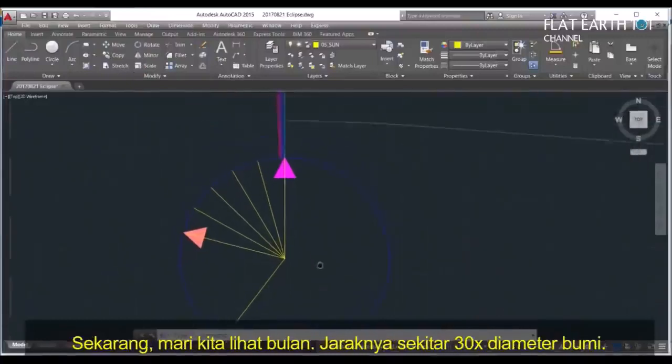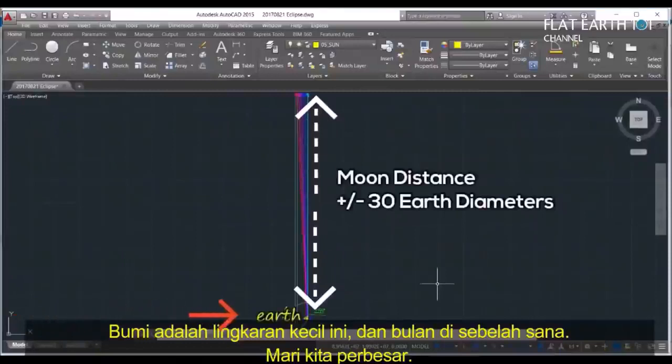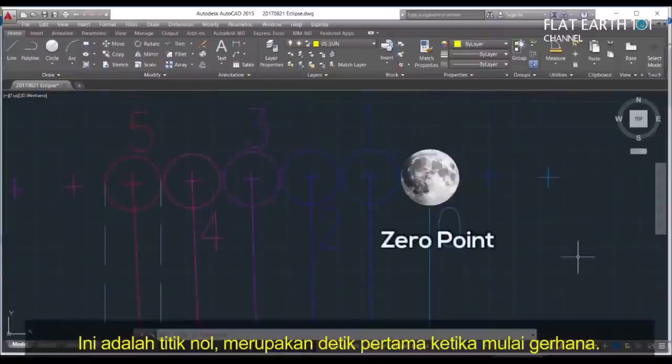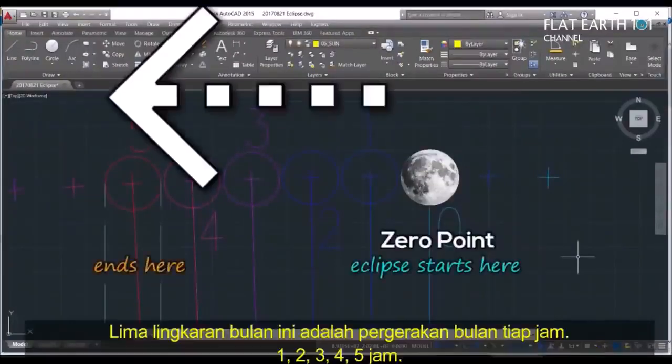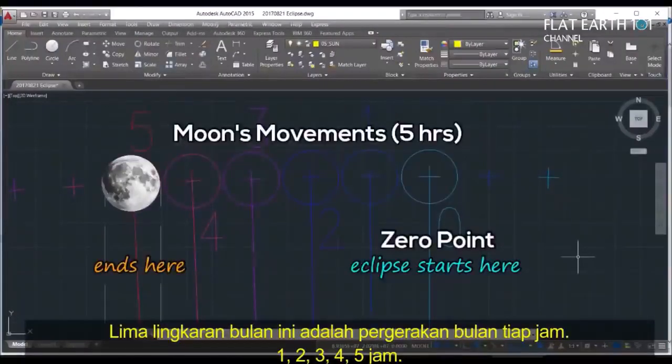Now let's go to the moon. It's 30 Earth diameters away. The Earth is a small circle over here, and the moon is over there. Let's zoom in. This is the moon at 0 point when the first second of partial eclipse started. These 5 moons represent its movements every hour. 1, 2, 3, 4, 5 hours.